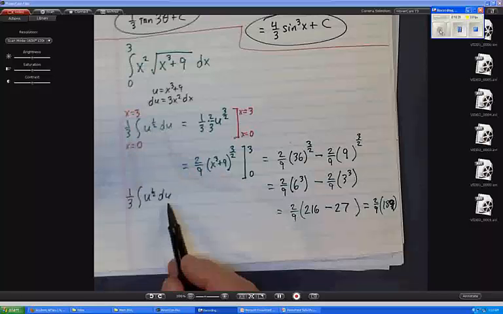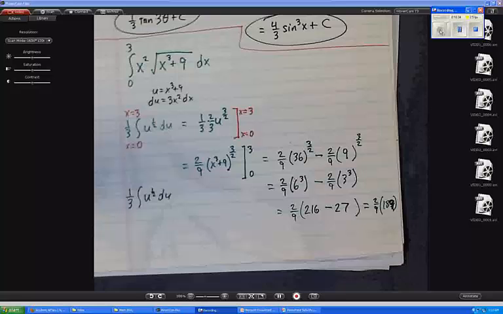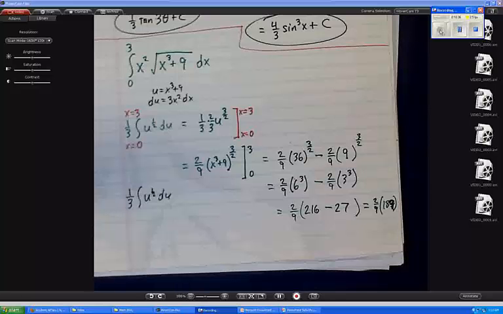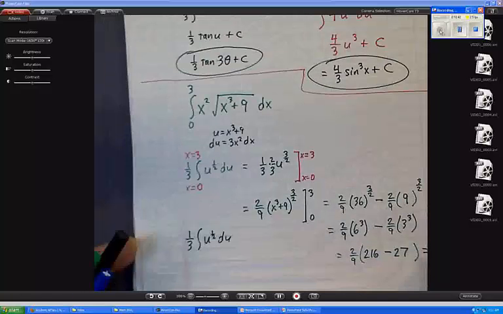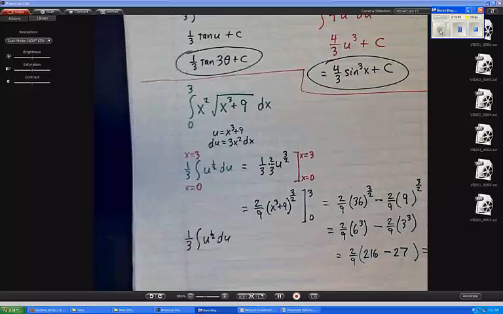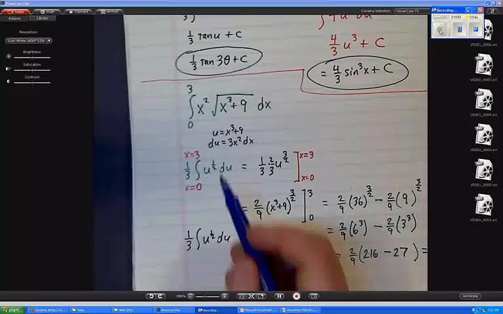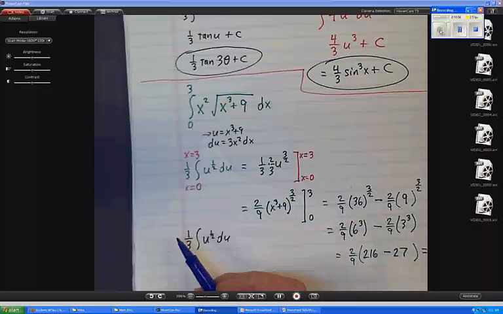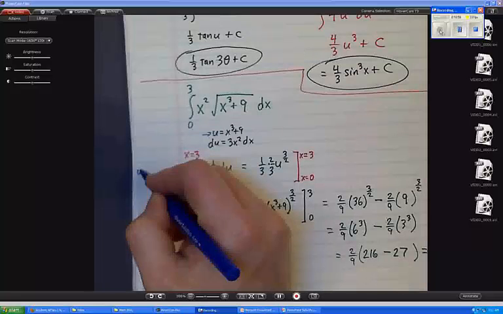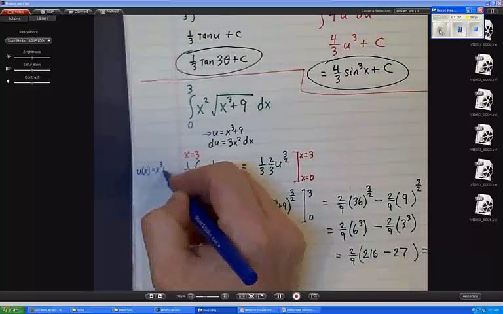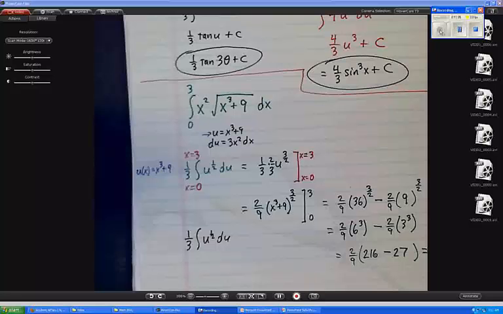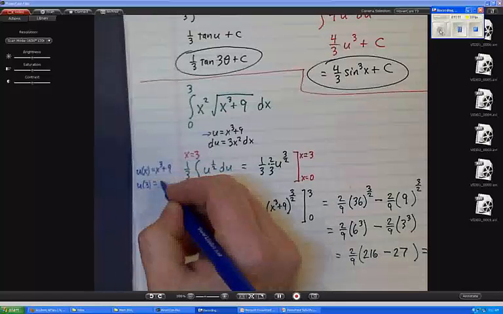Let me show you how to do that. Here, I'll make a little room in the side. We're going to change those x limits into u values. Because what I know, see, it says u is x cubed plus 9. Well, that means u is a function of x. U of x is x cubed plus 9. So just plug in. What is u of 3? 3 cubed plus 9 is 36.